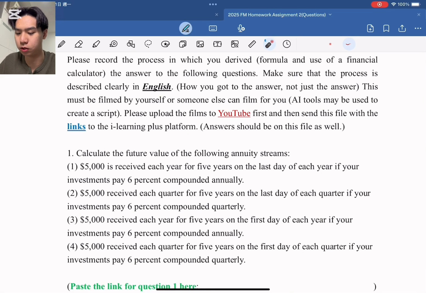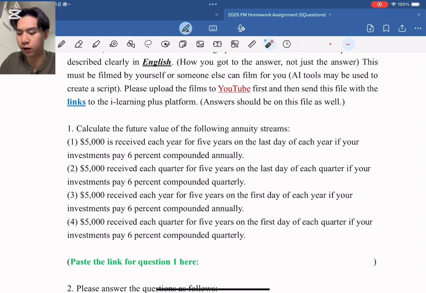In the first, we can check the information in the question. We can receive 5,000 each year, for 5 years, and on the last day of each year, I can receive the 5,000. So we list all the information.